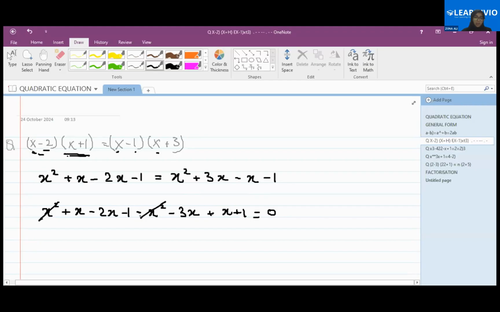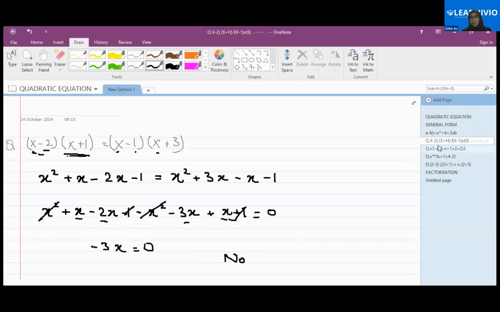cancel this x square, and now if we solve this, x minus 2x will give you minus 2x, minus x, minus 3x will give you what, minus 4x, plus x will give you minus 3x, so it will be minus 3x. Okay, now plus 1 and minus 1 will also get cancelled, is equal to 0. Is it a quadratic equation? No. So it is not a quadratic equation.